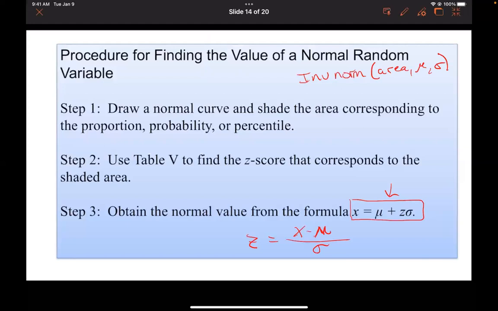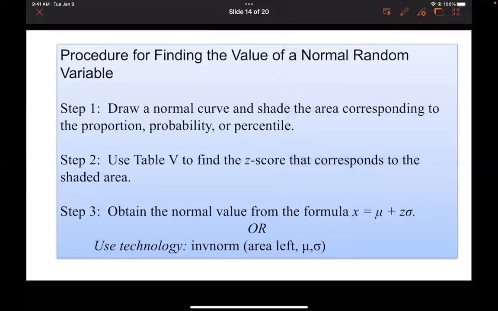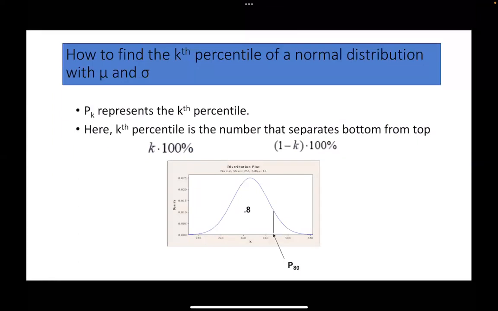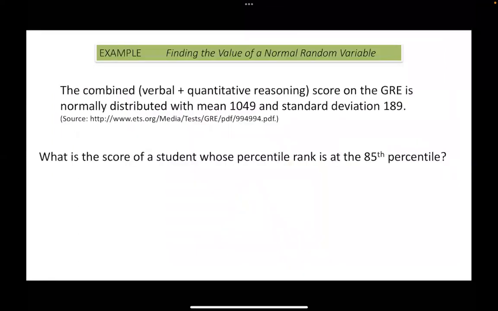Don't worry, we're going to do some examples. Hopefully my calculator will be kind to me. If not, we will make it through. Okay. Let's get there. Oh, look at that. It was there and I didn't even know it. Yes, inverse norm. Inverse norm is located on your second vars. It is right under normal CDF.